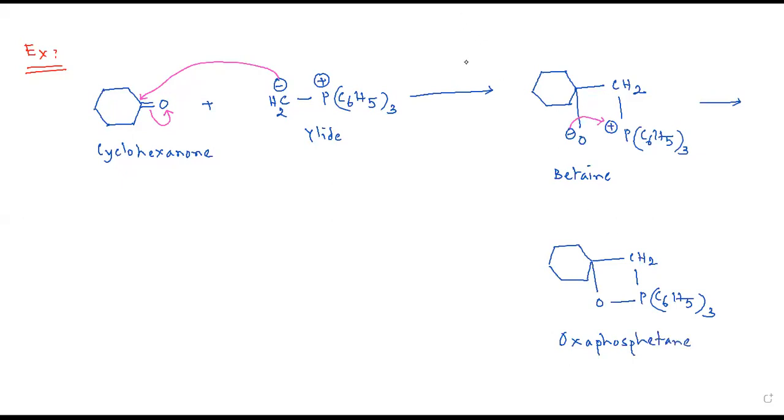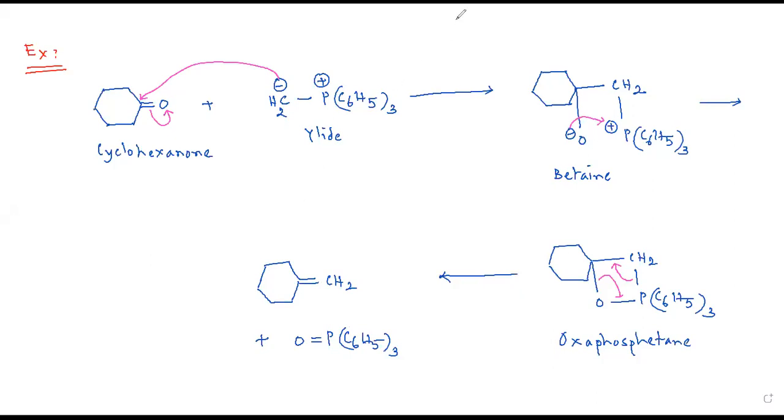Now this undergoes a simple rearrangement. Take it here, take it here. That's it. You got your alkene. So it's very simple to write the product. Yes, you got CH2. That's it. Of course, the triphenyl phosphine oxide.